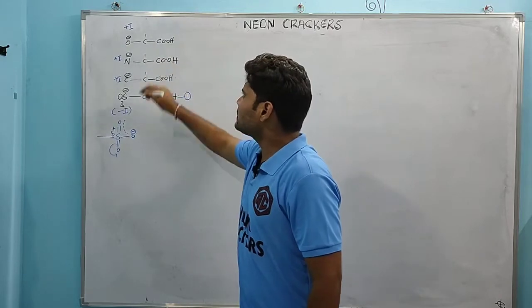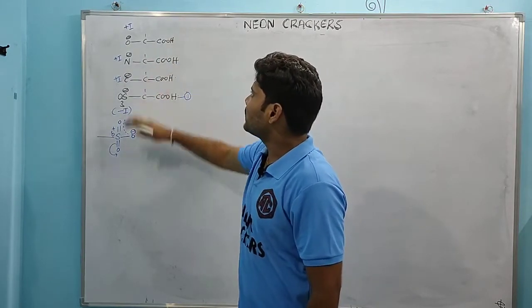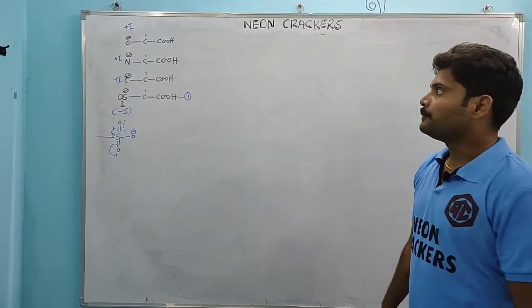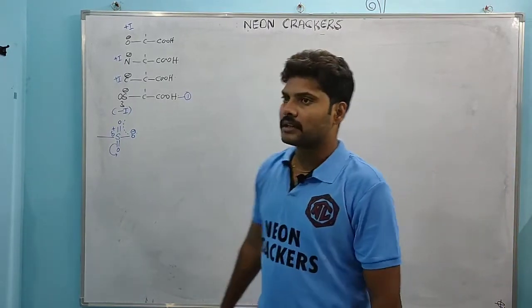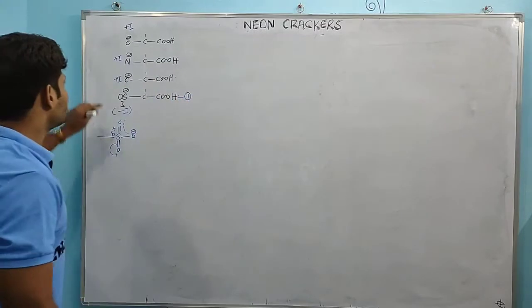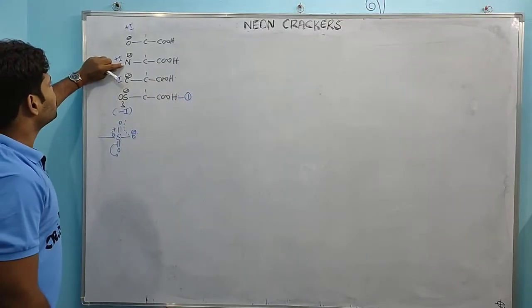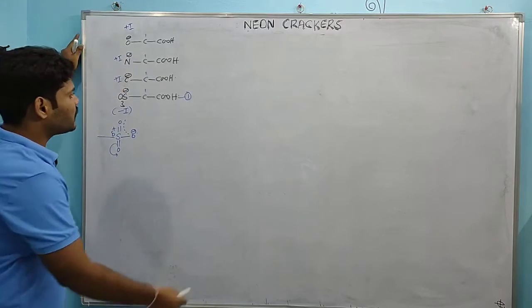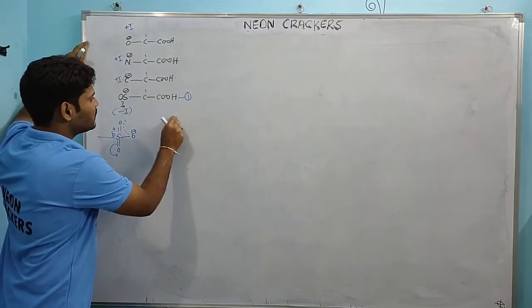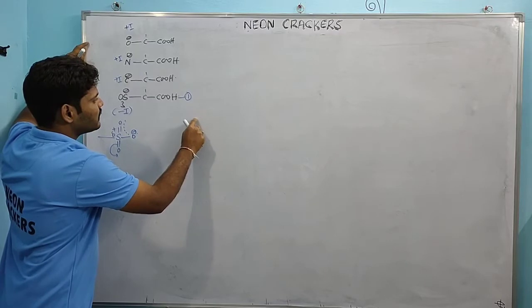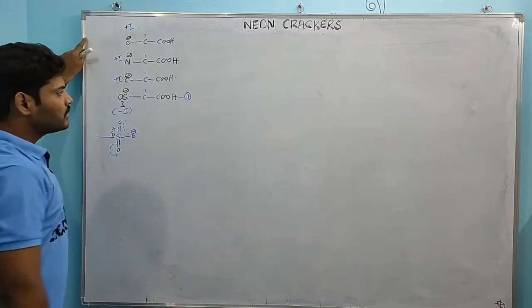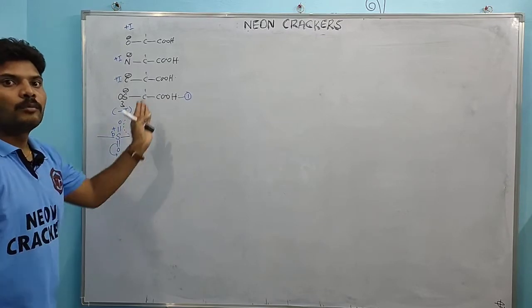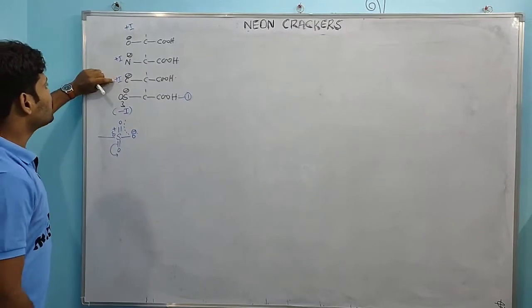Second one, least plus I. So which is least plus I here? This is stronger plus I. Yesterday the trend of plus I effect was already covered: C greater than N greater than O. Right? C is a less electronegative element, so it has more plus I effect. So this is more plus I.